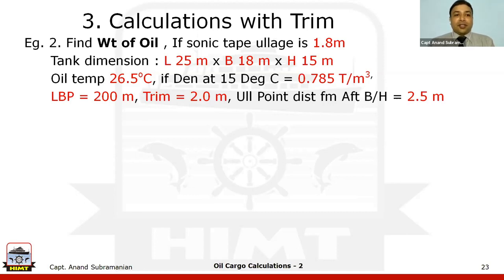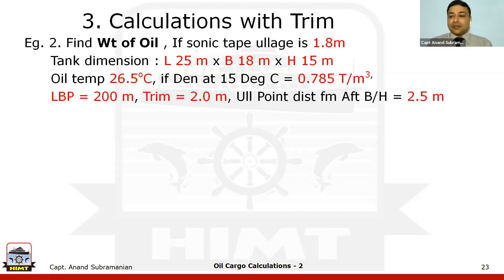So here we need to find out the weight of the oil. What is given is a sonic tape, that is, a freely suspended object from the top. The ullage is 1.8 meters, that is the observed ullage. Tank dimension is given to us. Oil temperature is given. Density is given. If you notice the same density, same temperature, that means you can use the same DCF from the previous example. LBP is given and the trim is given. And the value for ullage point distance from the aft bulkhead is also given, 2.5 meters.